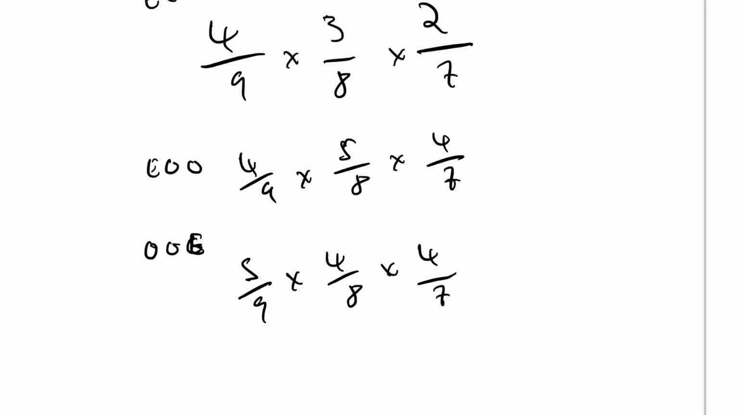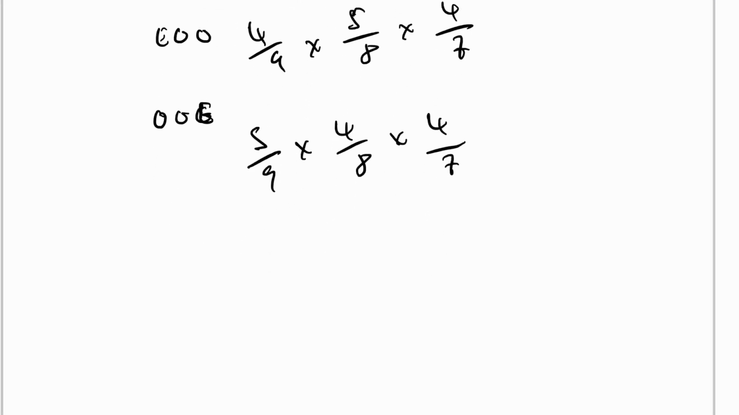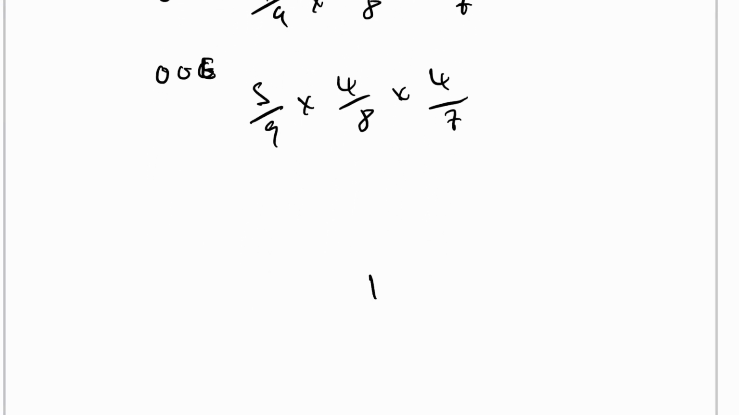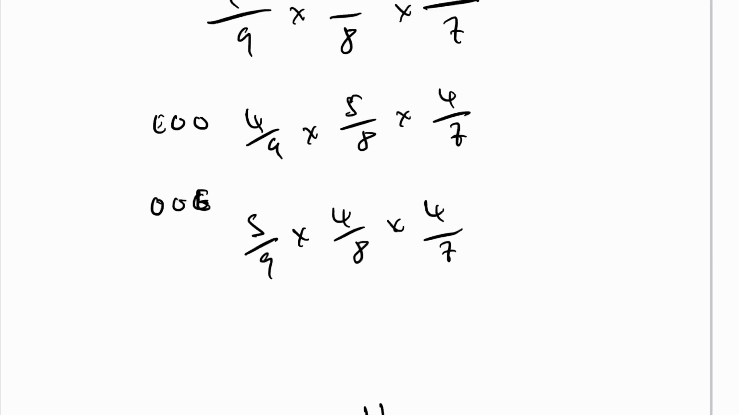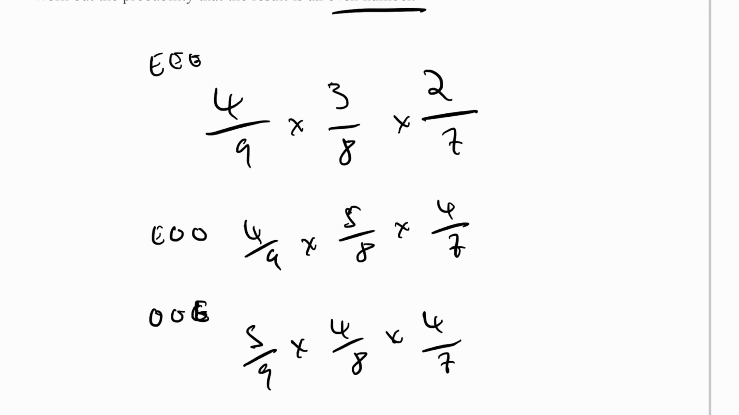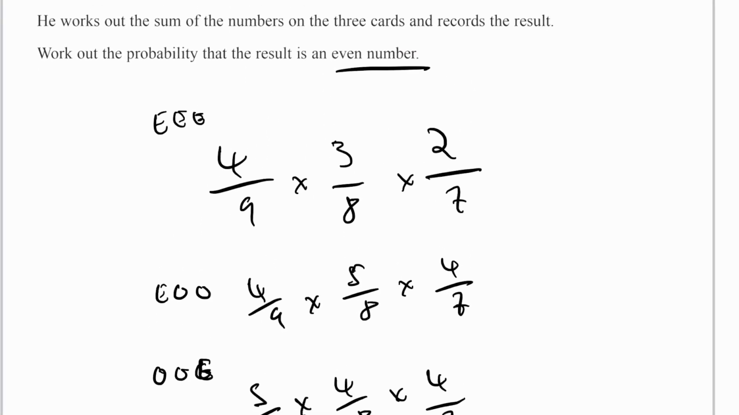And then if you basically work those all out and add them together, you should get a final answer of 11 out of 21, right? Because then we just need to add them all up to get the total probability of picking a result that results in an even number.